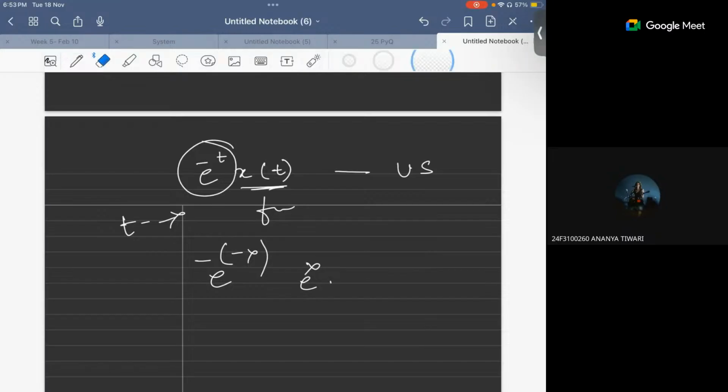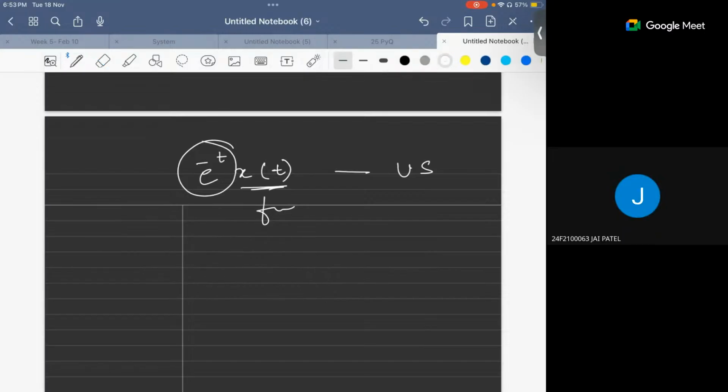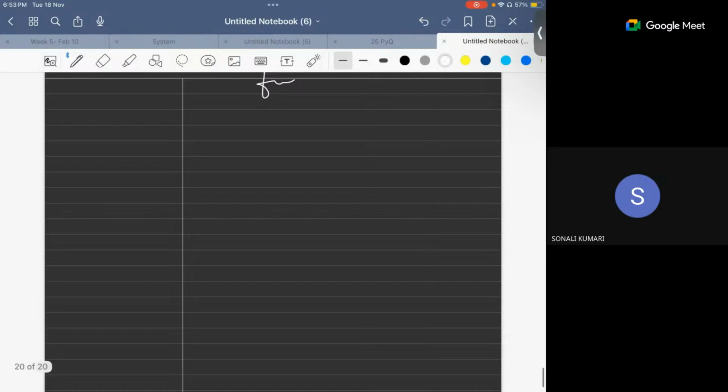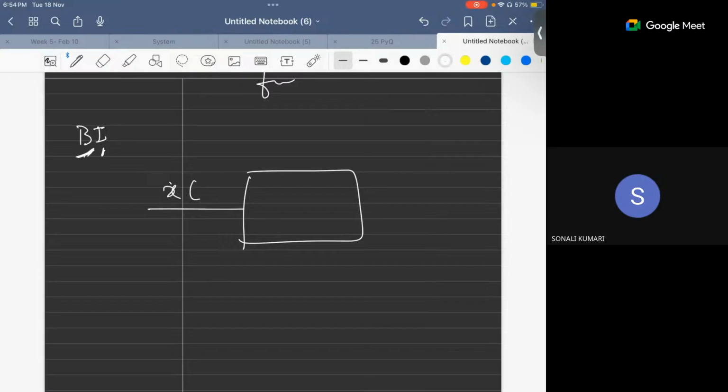You got it, right? So t can be anything. In the exam paper, the limitation is given on the x of t, just xt, because in the system we are talking about, there is a limit on the input value. The input should be bounded. So what is the input here? Xt is the input, right?